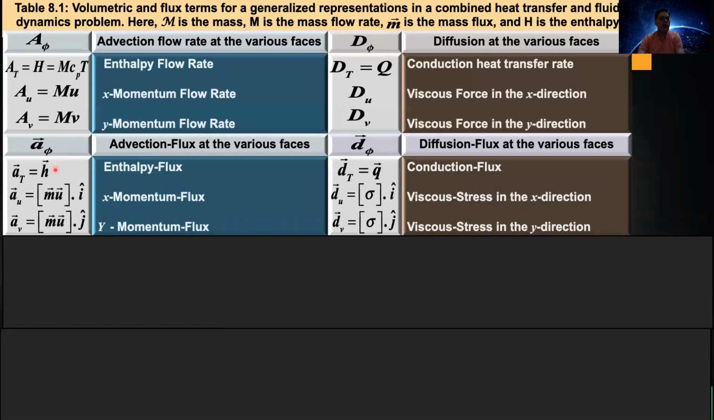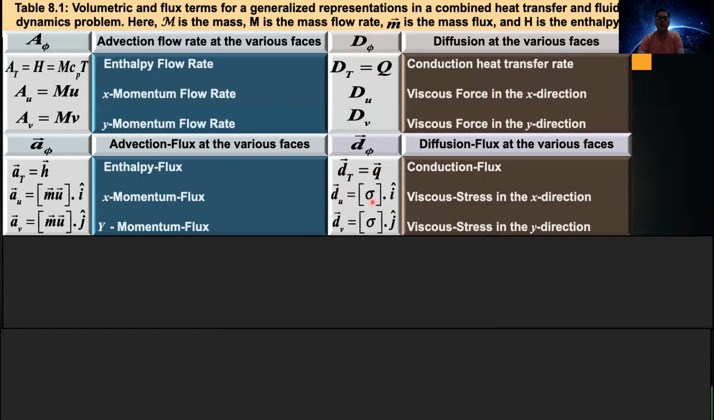So instead of the H vector, which was introduced in the previous topic, and the Q vector, which is the conduction flux presented in topic 3, we will use capital D as the total diffusion. When we use small d, which is a flux term, it's a vector quantity, so that's why it is shown here as the d vector. When this d vector has a subscript of T, it becomes the conduction flux. If the subscript is U, it becomes the viscous stress in the x direction. If it has a subscript of V, it becomes the viscous stress in the y direction.